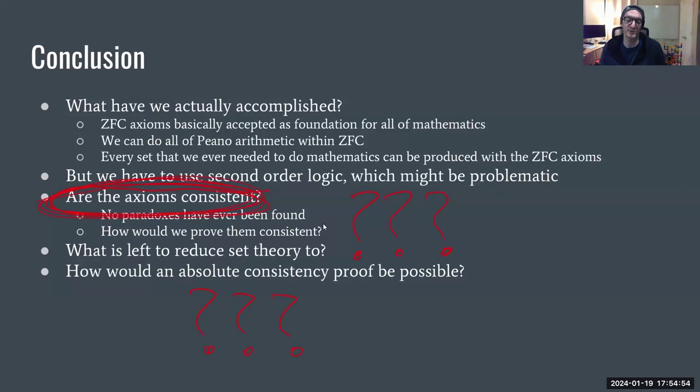A model of ZFC would have to be some set of objects which satisfy the axioms of ZFC. But we've kind of run out of objects, in a sense. If everything is a set, then sets are just the most fundamental mathematical object we have. And so it's not clear, I'm not saying this is impossible, but it's certainly not going to be easy to construct a model of ZFC that shows that these axioms are consistent.